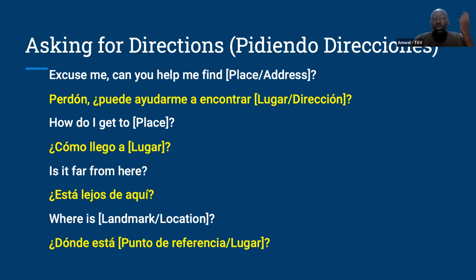Then you can also ask, how do I get to a place? You can ask, ¿cómo llego a Tulum? Or ¿cómo llego a la ciudad, to the city? Or ¿cómo llego a la biblioteca? Biblioteca means the library, okay? Ciudad means the city. So, ¿cómo llego a? Then you put the place.